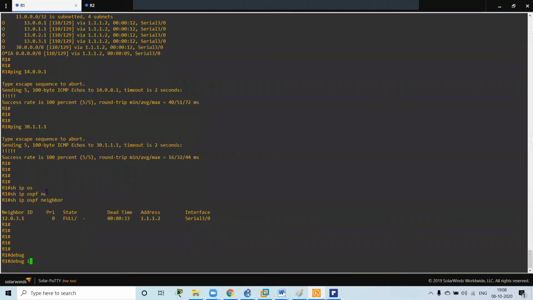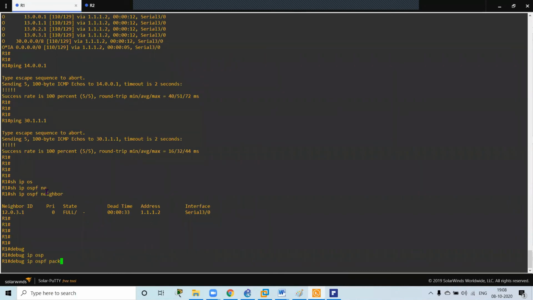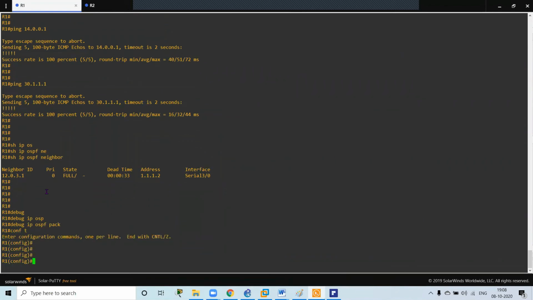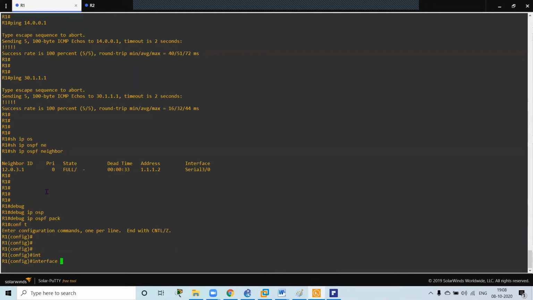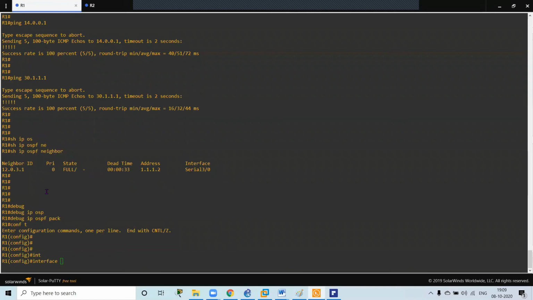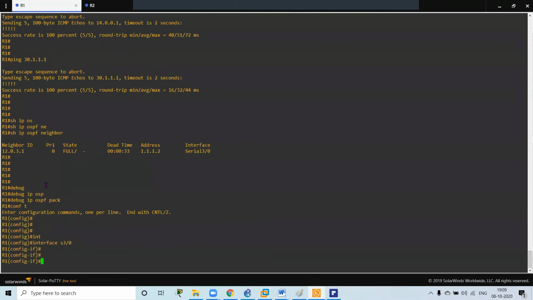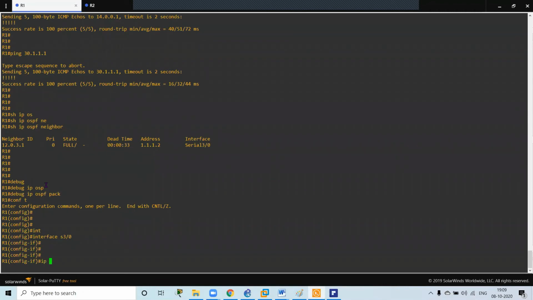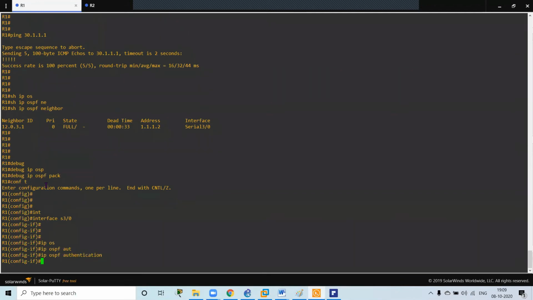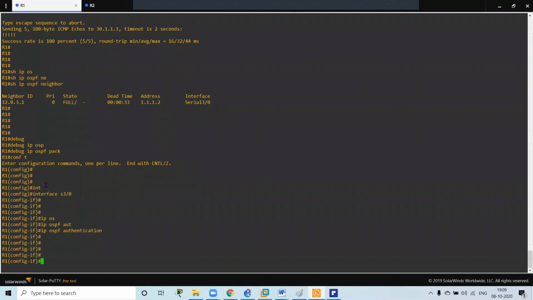Debug ip ospf packets. Or what I will do, I'll first configure the things. First I will show the configuration at interface level. How to configure OSPF authentication at interface level. So interface serial 3/0, ip ospf authentication.